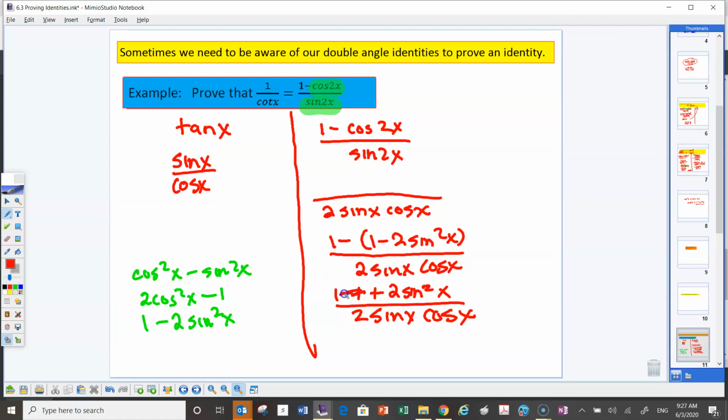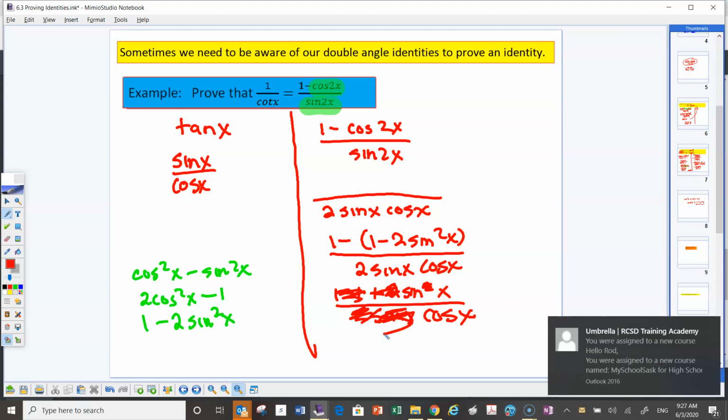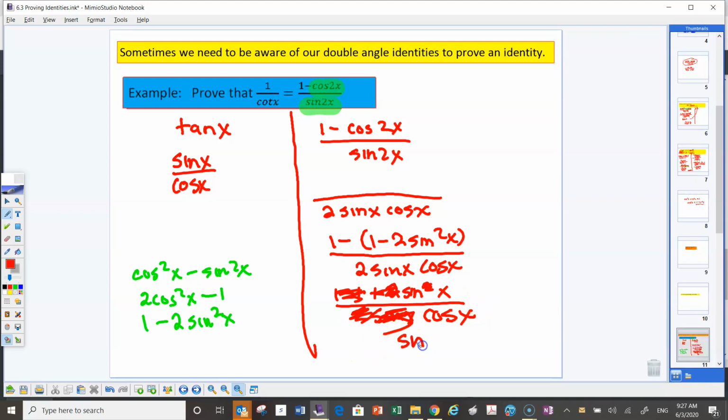And now the 1's are going to cancel. And now this 2 can cancel out with that 2. And one of the sines up there will cancel with one of the sines there. And you are going to be left with sine x over cos x. And that's what you wanted to show. So again, QED. So the whole proof unfolds quite nicely if you get rid of your double angle identities. Now you could have used the other identities. It would have taken more work to simplify. So sometimes using some deductive reasoning off the start with our initial substitution helps us prove the identity the easiest.